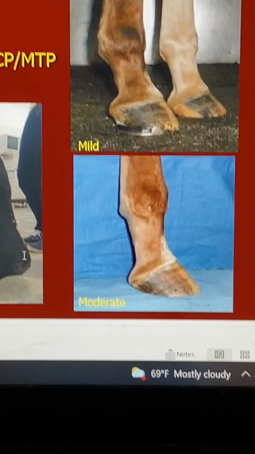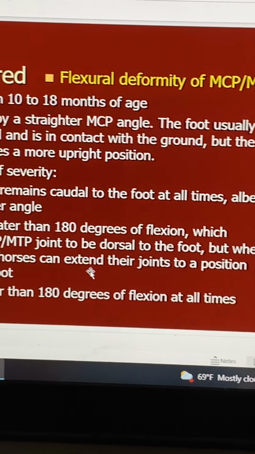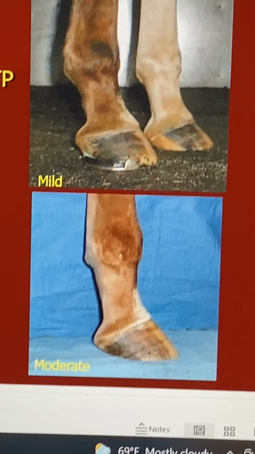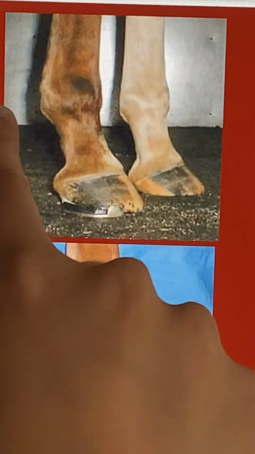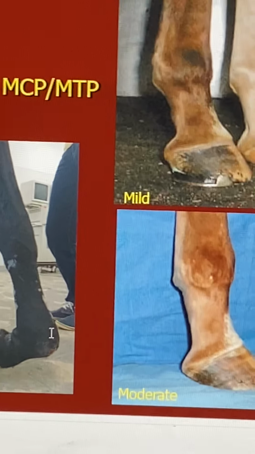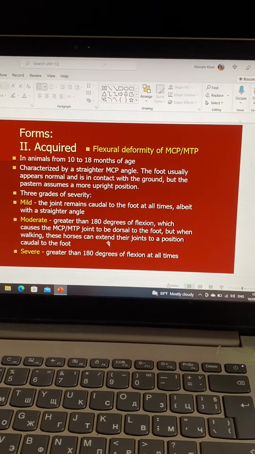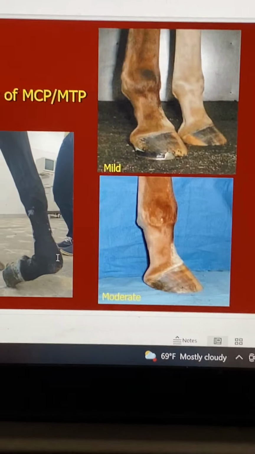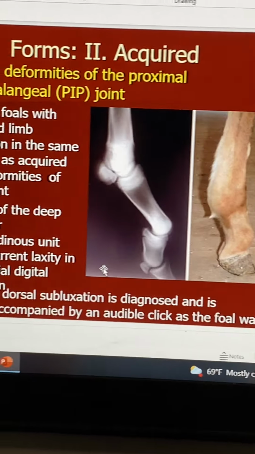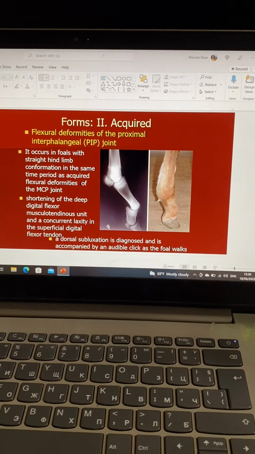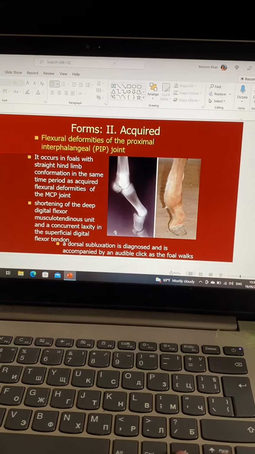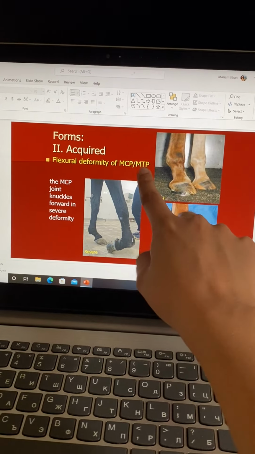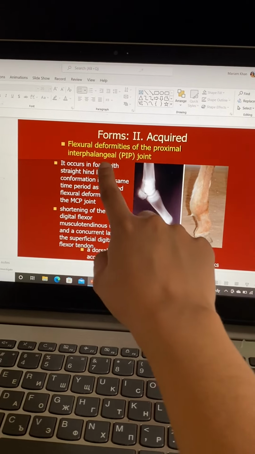This is showing you mild and moderate. If we look back again, with mild, the joint is caudal to the foot at all times, so the joint is always behind the foot. With the moderate case, it's greater than 180 degrees of flexion, and the joint is dorsal to the foot, so the joint is basically above the foot. All right, let's stop here and we'll go more into acquired. That was flexural deformities of the metacarpal metatarsal joints. This is going to be the proximal interphalangeal joint.